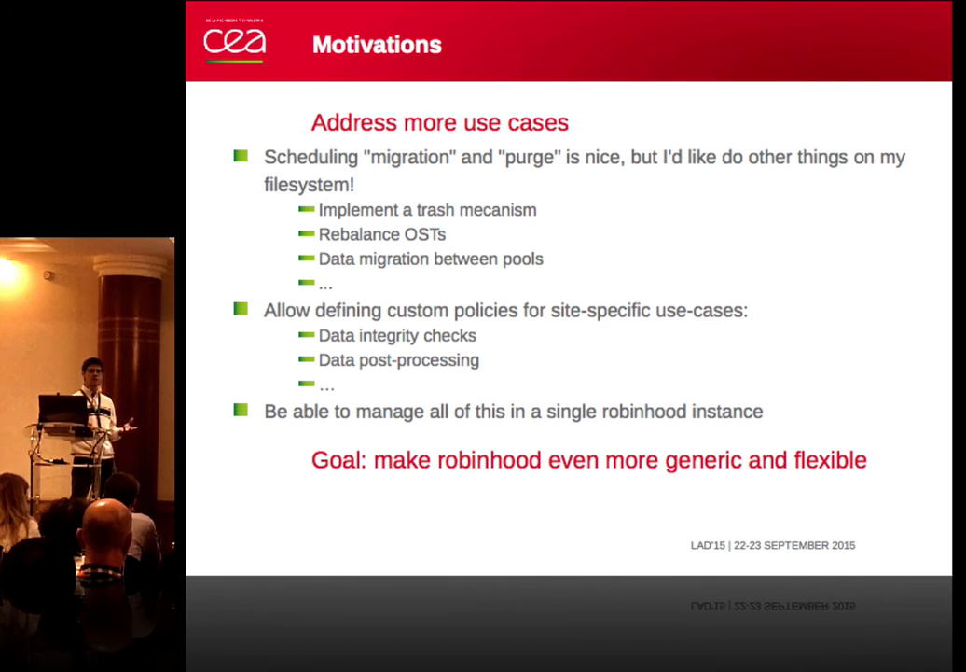Moreover, we wanted to manage this in a single Robinhood instance. Currently you have different flavors. If you want to manage file deletion, you had one installation. If you wanted to manage HSM policies, you had another instance. So we wanted to fix that and to have a single instance that managed the file system and implement all you want to schedule on it. First goal is to make Robinhood even more generic, so you can do all of this and more.